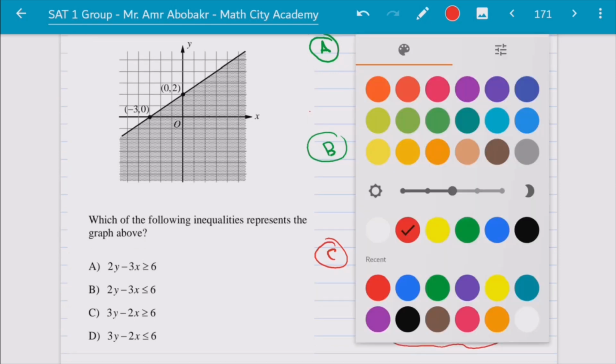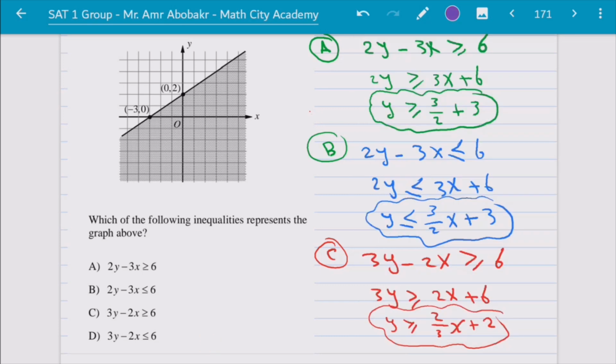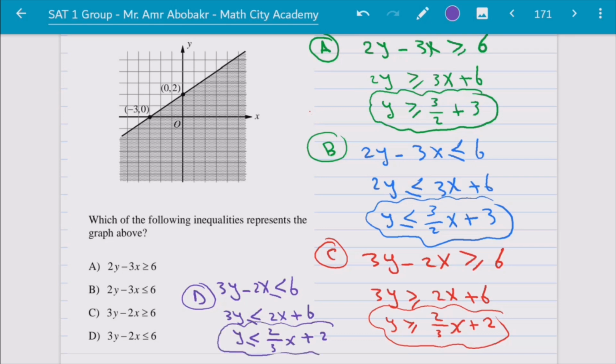The third one, D, 3y minus 2x smaller or equal to 6. So 3y smaller or equal 2x plus 6. So we will divide the inequality by 3. It will be y smaller or equal 2 over 3x, and 6 divided by 3 is 2. So we have here 4 inequalities.